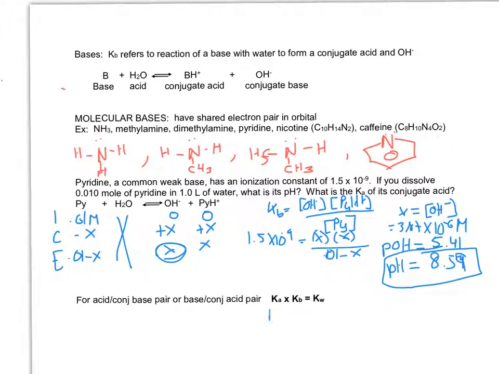So my Ka is equal to Kw over Kb. So 1.00 times 10 to the negative 14 over 1.5 times 10 to the negative 9th. And that ends up being 6.7 times 10 to the negative 6.